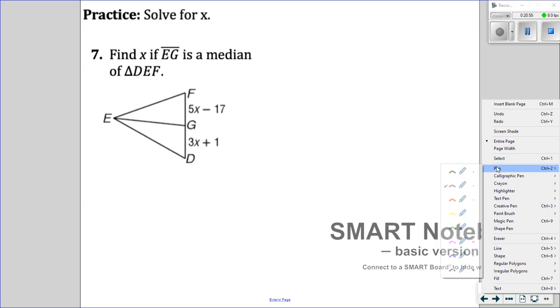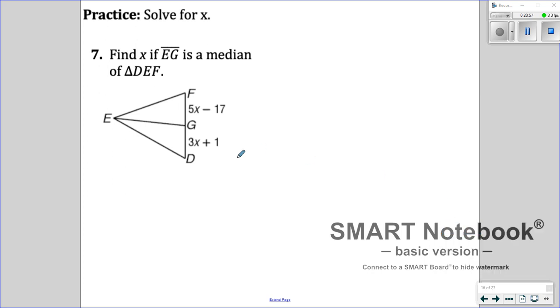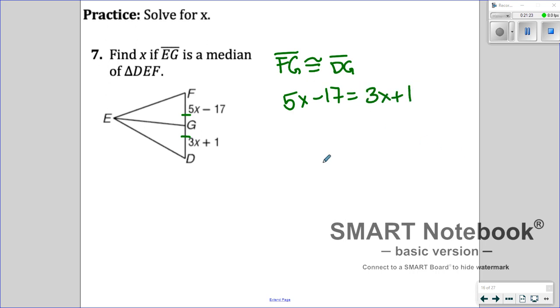All right, so I'm going to choose green for this one. So we know that this is the median. So that means this segment is going to be congruent to this segment. So I'm going to write segment FG is congruent to segment DG. So I'm going to set those two expressions equal to each other. So 5x minus 17 equals 3x plus 1. And then I just solve, subtract 3x on both sides, and then I add 17 on both sides, divide by 2, and then I'll have x equals 9.